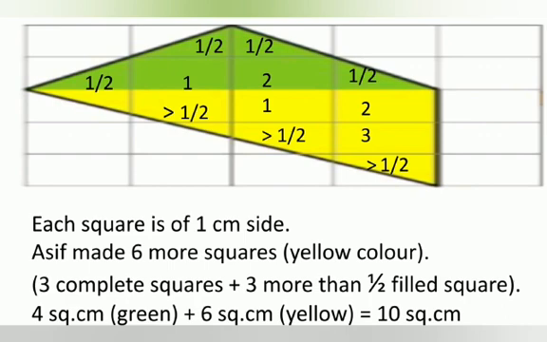Now the area of this whole 4-sided polygon will be equal to 4 square centimeter, that is the green portion, plus 6 square centimeter, that is the yellow portion, will be equal to 10 square centimeter.